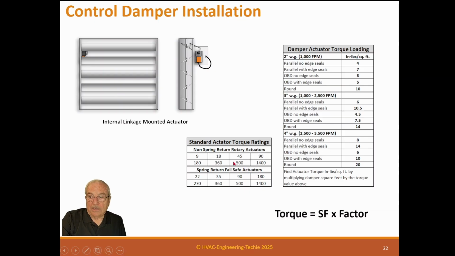Normally, most actuators we see are right around the 180 pounds. Some real small are 45 pounds, and I've never seen any down here, but 90 pounds, some make 95 pound, or 360. I don't think I remember ever installing a 1,400 pound. I guess they make them, but I don't know. The spring return are different, and that is because the motors in these have to overcome the spring. So that's a little bit different.